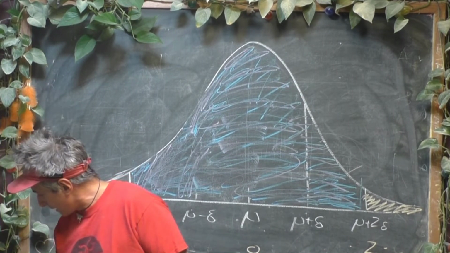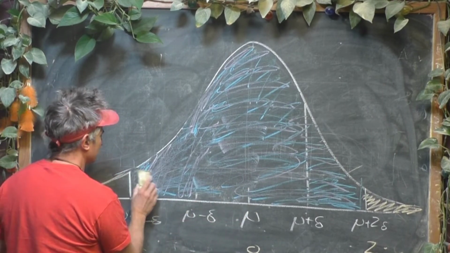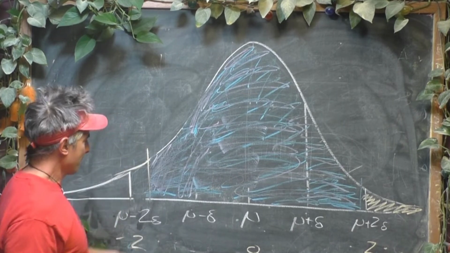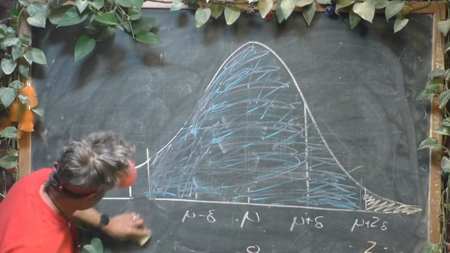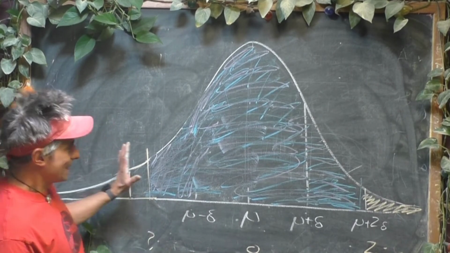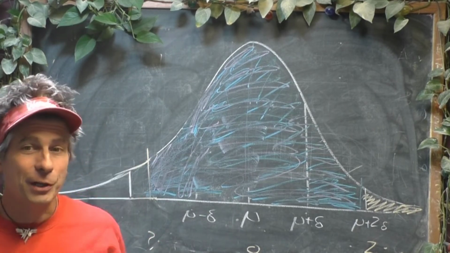In other words, where's my eraser? Whatever area I just added there, I'm going to have to remove that area here and figure out what new z-score traps 95% of the area to the right. And that's what you're going to do right now.